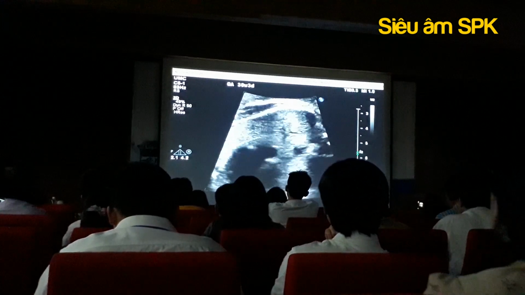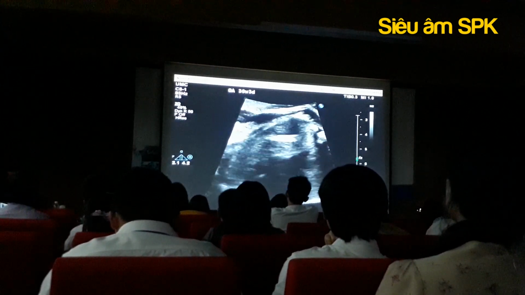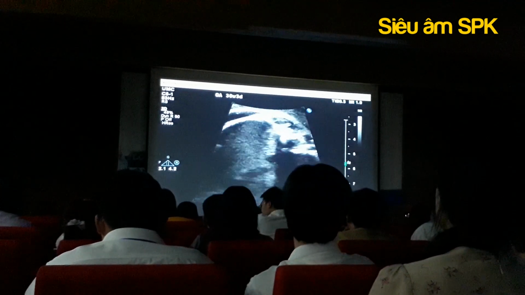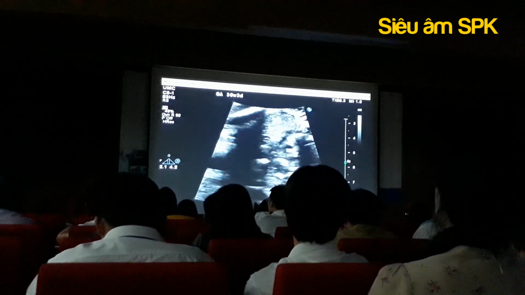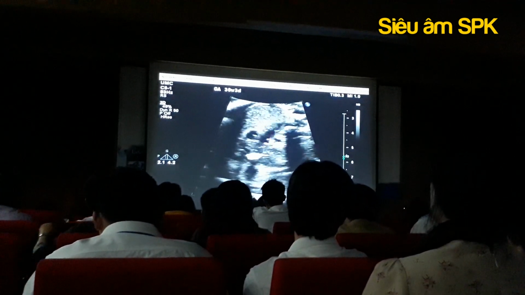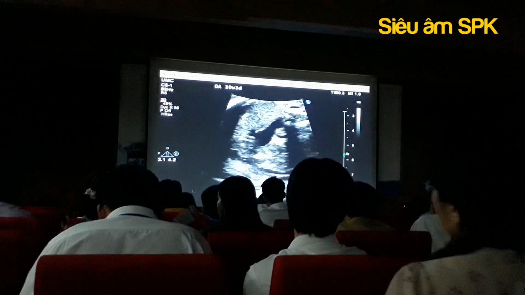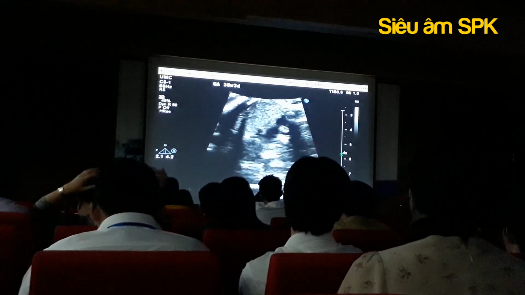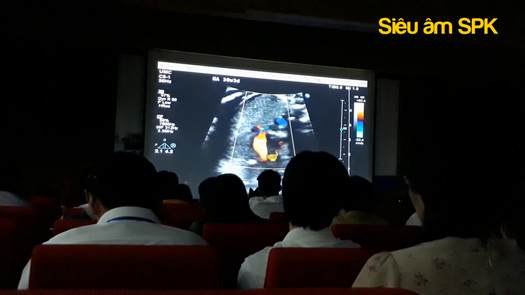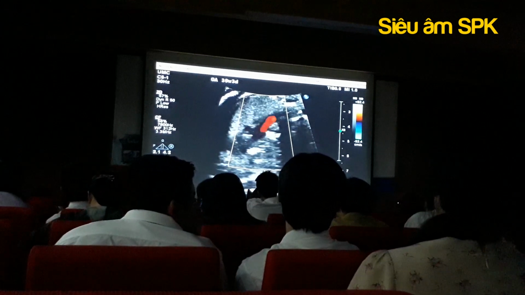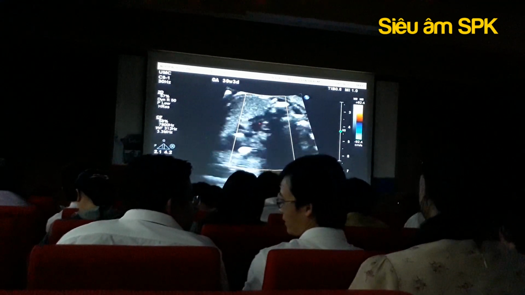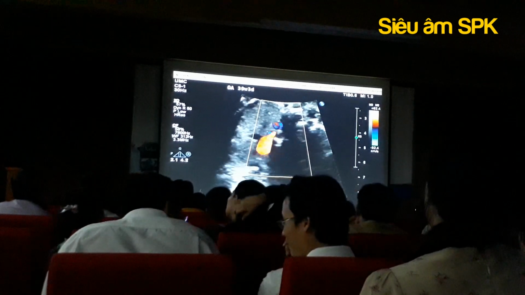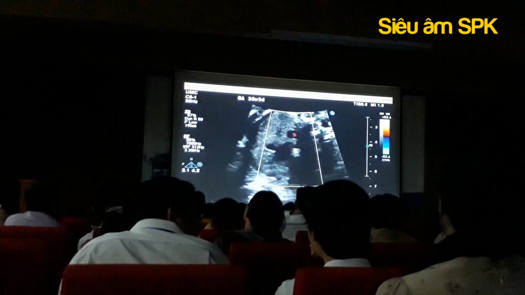Again seeing that right aortic arch. The left pulmonary artery arch is on the right, quite clearly. So where is the right pulmonary artery? We haven't seen it coming from the descending aorta.